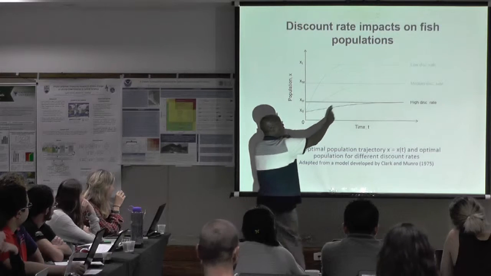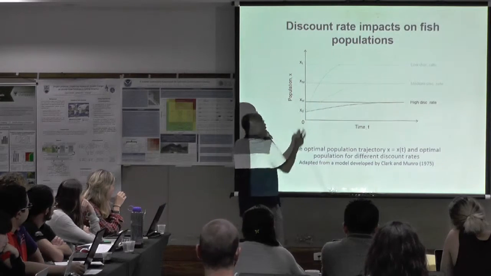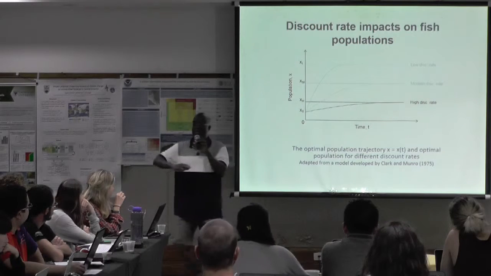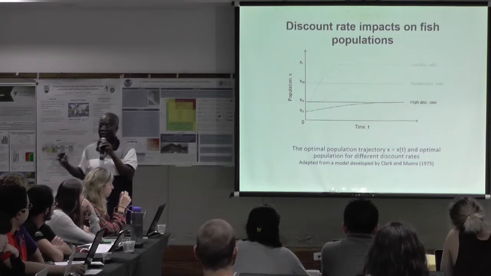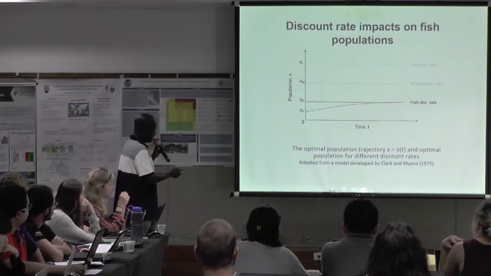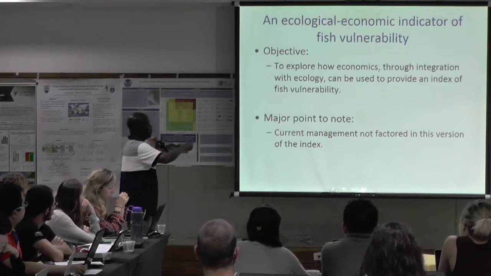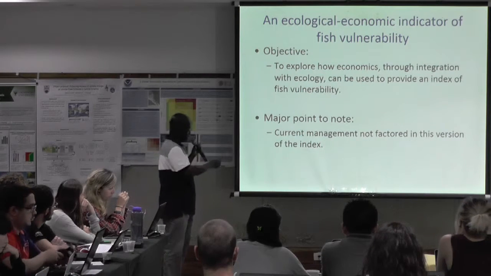the only thing that changes this equilibrium biomass is the discount rate. I'm not touching the biology, I'm not touching the other economic layer. So this is powerful. This concept is so powerful that we will use it to do some work here.